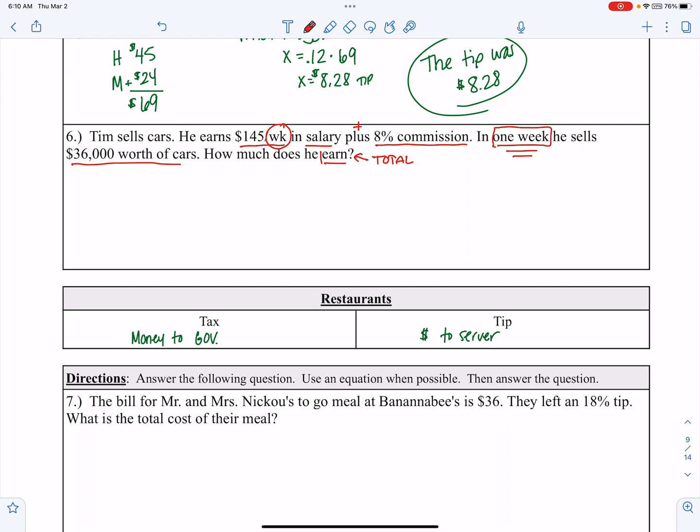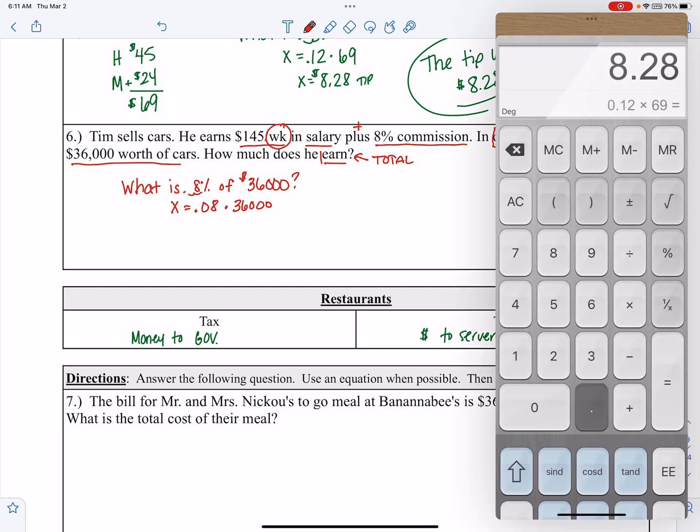So either way, he earned $145 per week plus an 8% commission. So we again want to know what is 8% of, so he earned 8% on what amount? Did he earn 8% on his salary or what he sells? And the commission is always on what you sell. So what is 8% of 36,000? Okay, and that's money. And so direct translation, do your divided by 100, 0.08 times 36,000.